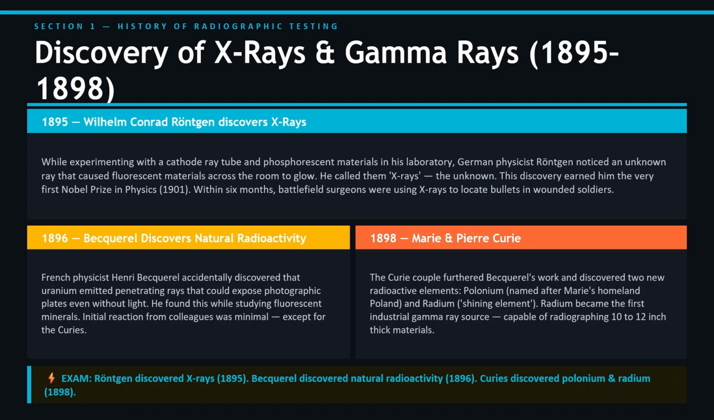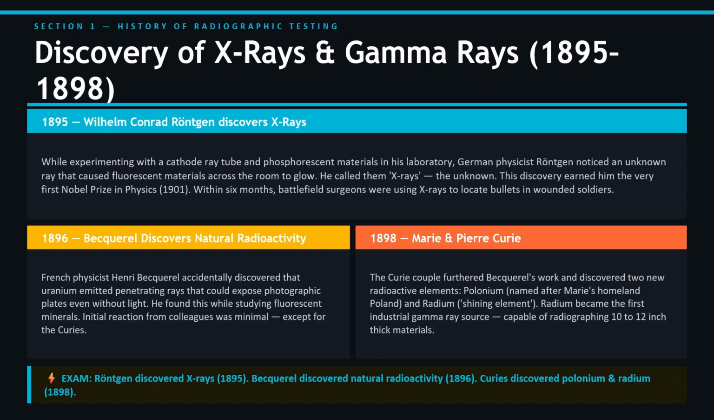The significance for NDT is enormous. For the first time, it became possible to obtain information about the inside of an object without physically cutting it apart. Only 1 year later, in 1896, Henri Becquerel discovered natural radioactivity while investigating uranium compounds. This was a completely different source of penetrating radiation. Instead of producing radiation electrically, certain materials naturally emitted radiation from their atoms.